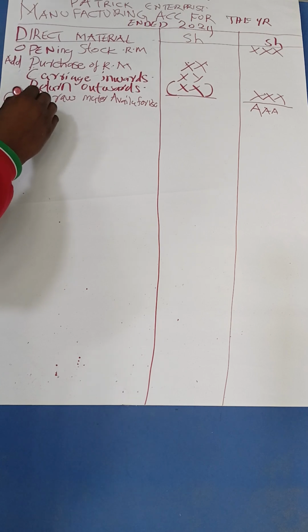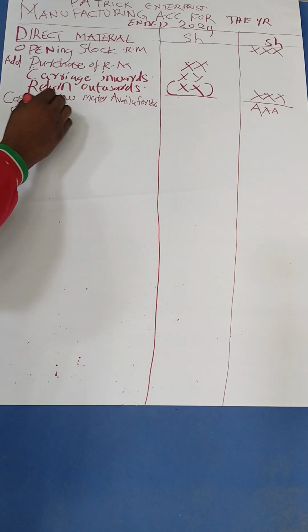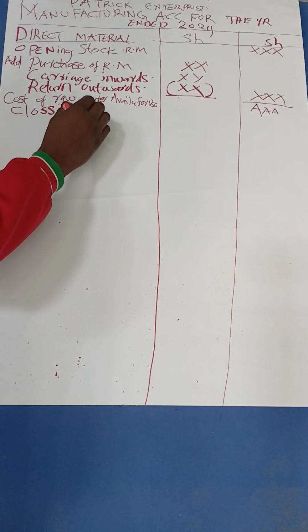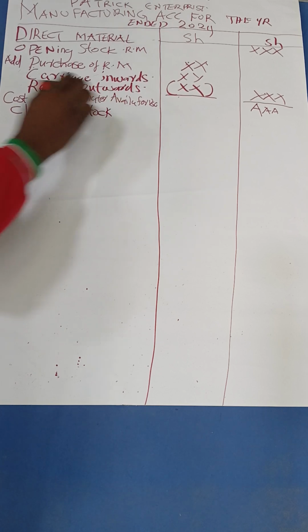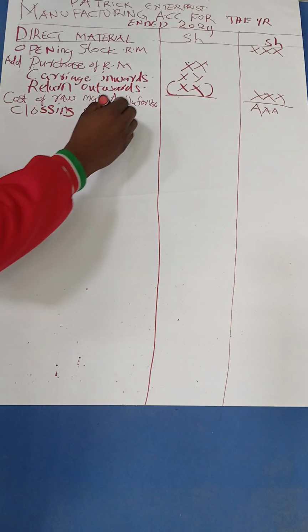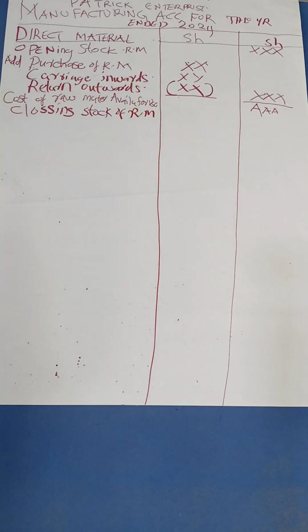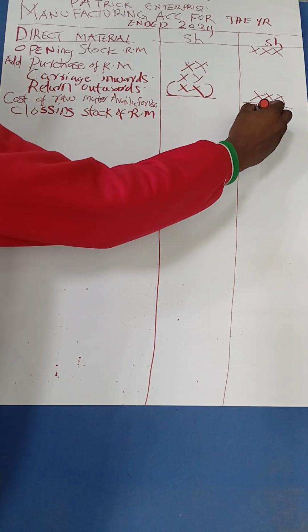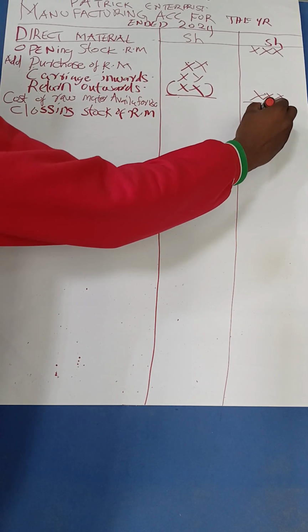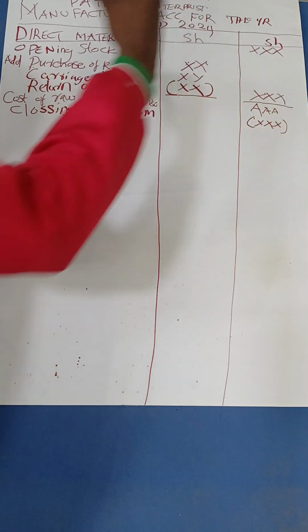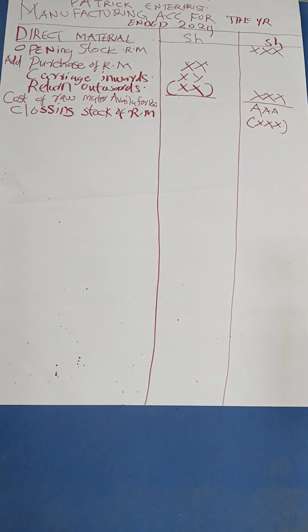So we are going to less here closing stock. So you less closing stock of raw materials. We are going to less where? Here, in AA, in our cost, the materials that were available for use. So we less there. Now you see we are now in the production. Put yourself in the production. We are now in production.